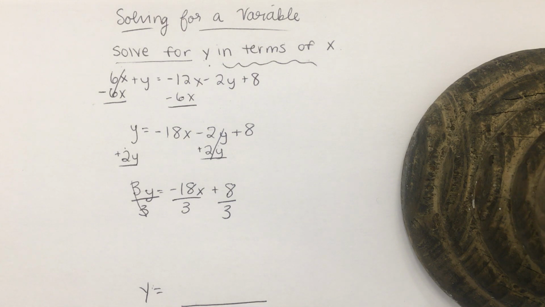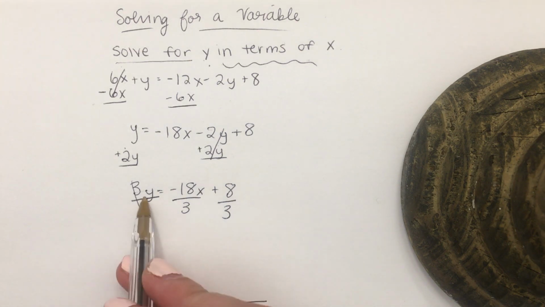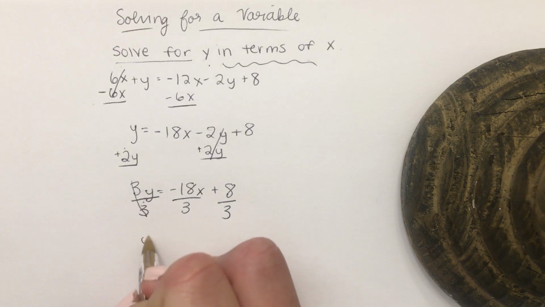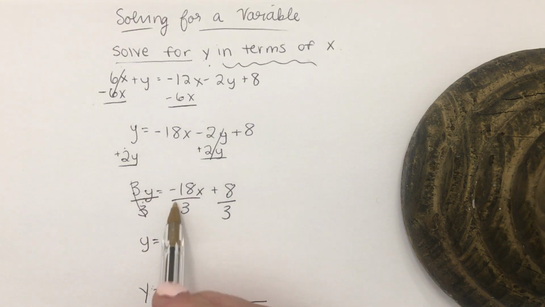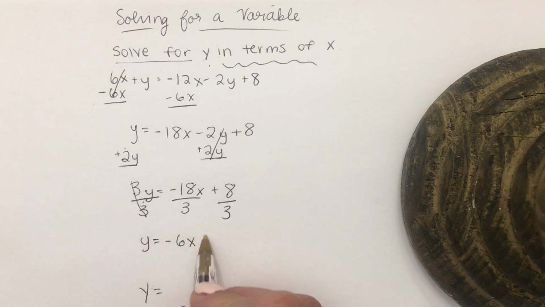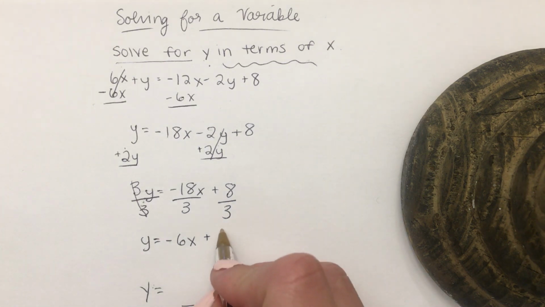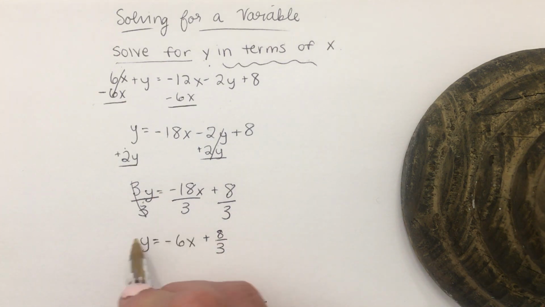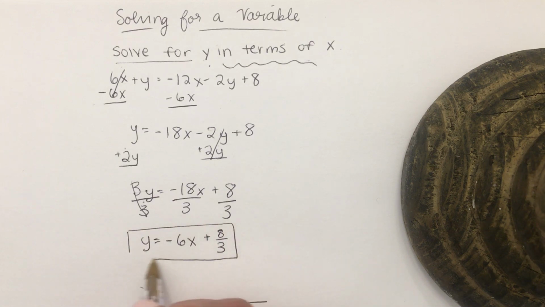The reason being is we are taking, you can think of it, a third of this equation. So we need to divide the entire right and the entire left side by 3. That leaves us with y equals negative 18 divided by 3, which is negative 6x, plus 8 over 3. If you have a calculator, you could plug that in to get a decimal, but it will be repeating, so you'll have to round. So we can just leave this as 8 over 3. And here is our final answer: y equals negative 6x plus 8 thirds.